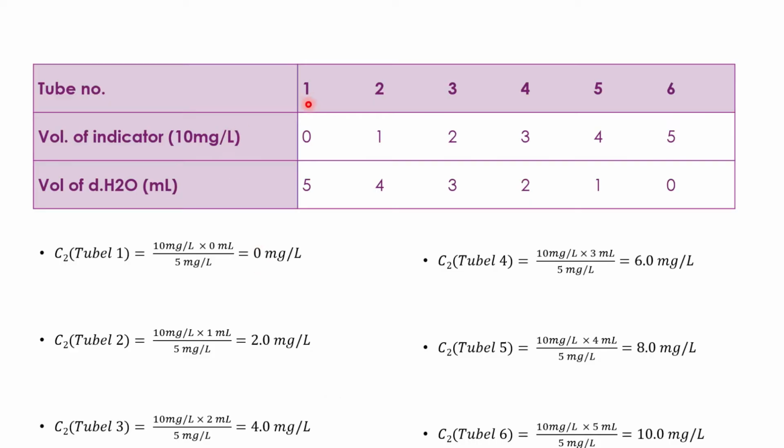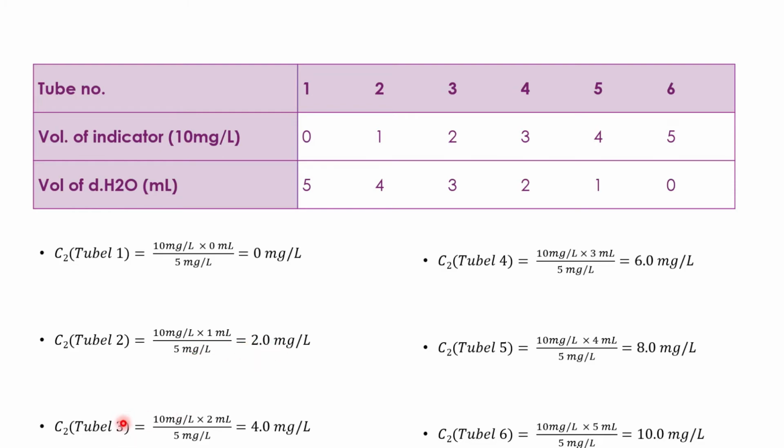So again, our table is here. So for test tube 1, our C2 will be, now we know that the volume of the indicator used was 0 and the initial concentration is 10 milligrams per liter. So if you substitute these values into the equation, you will get 0 milligrams per liter. So for the second test tube, we have 10 milligrams per liter, which is the concentration of our indicator, and the volume of the indicator used is 1 ml divided by 5 ml, which is the final volume. So you get 2.0 milligrams per liter.